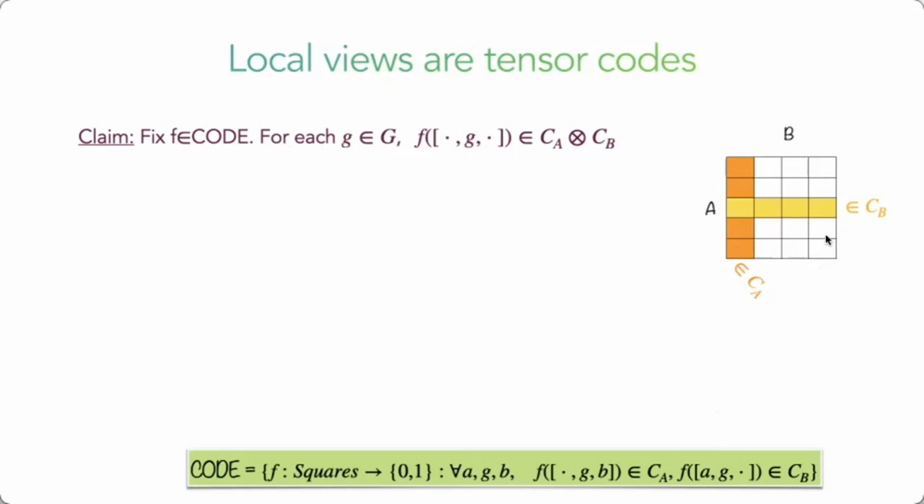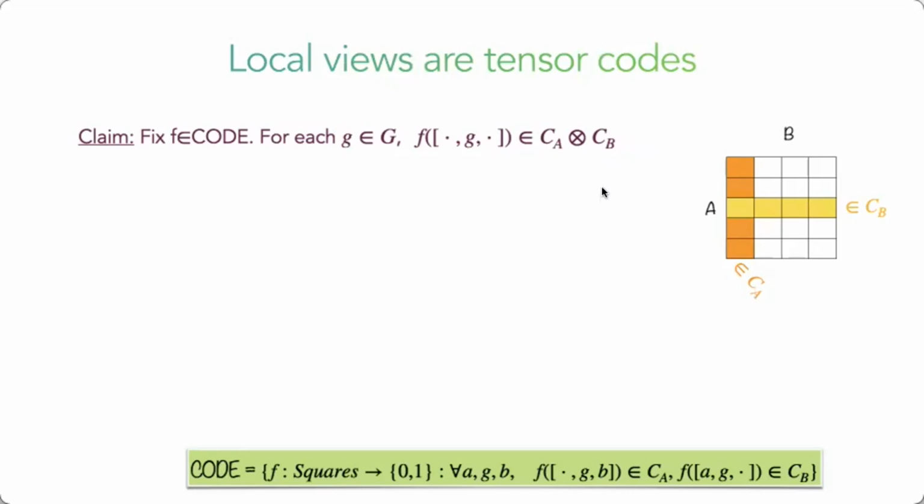It says if you do that and you look at this table, it will have the following property. It will be in the code that's called CA tensor CB. Just to parse what this means, these are all the tables of size A times B, such that every column is in CA and every row is in CB. This is just the definition. We call it a tensor code. It's the tensor of CA and CB.